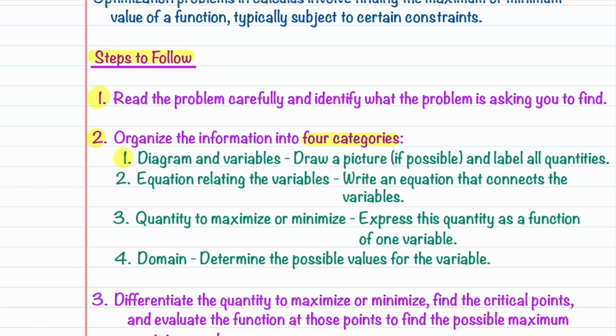The first category is diagram and variables. You need to draw a picture, if possible, and label all the quantities. The second category is the equation that relates the variables that you wrote down in the first category. The third category is the quantity that you are going to maximize or minimize, and you need to express this in terms of one variable. And then the last category is the domain. This is important because you need to know the possible values for the variable.